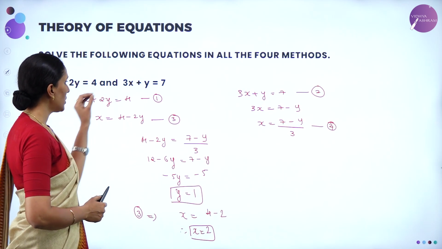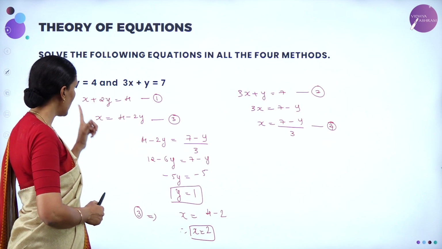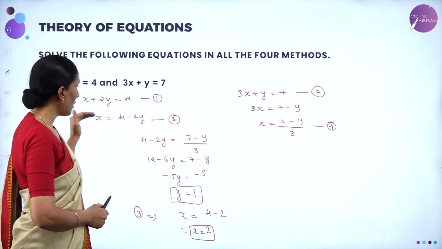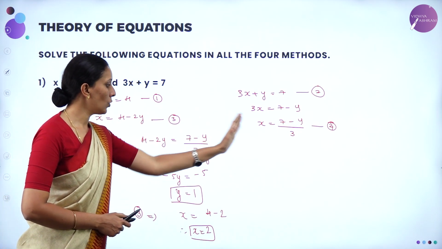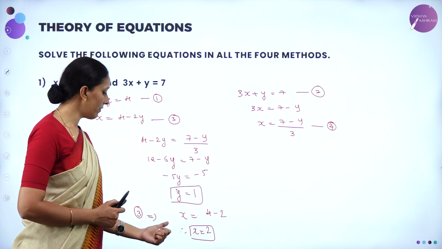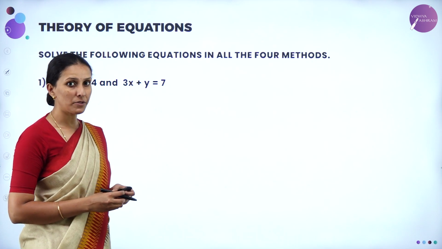That means you need to equate the variables with the same quantity, either with x or with y. Now here I have taken the equation in the form of x. Then I'll compare those two, I'll equate them and I'll solve the equation to find the value of x and y. The next one is method of substitution.